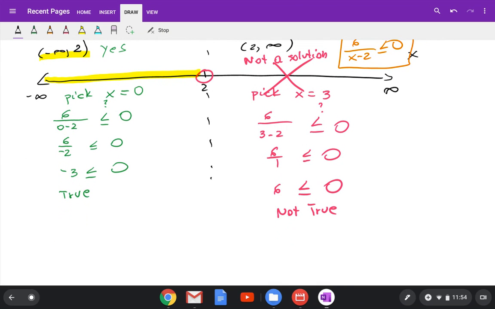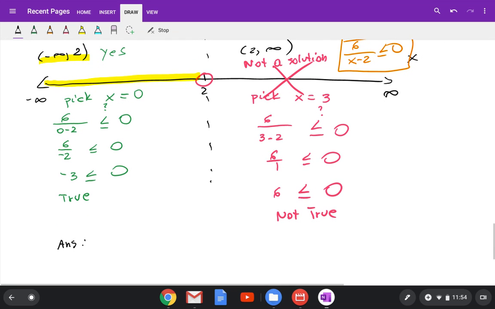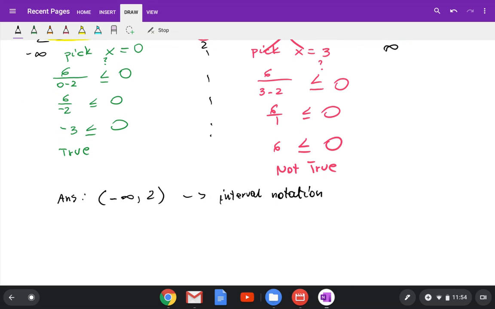And now we're going to write down the final answer. The solution of this rational inequality is the interval from negative infinity to 2. Don't forget that this is interval notation. I really like interval notation, but there is no mistake to put the answer that way, that x is less than 2. That's inequality notation. Of course, they both represent the same thing. Okay, that's it. This is the final video from section 5.4.